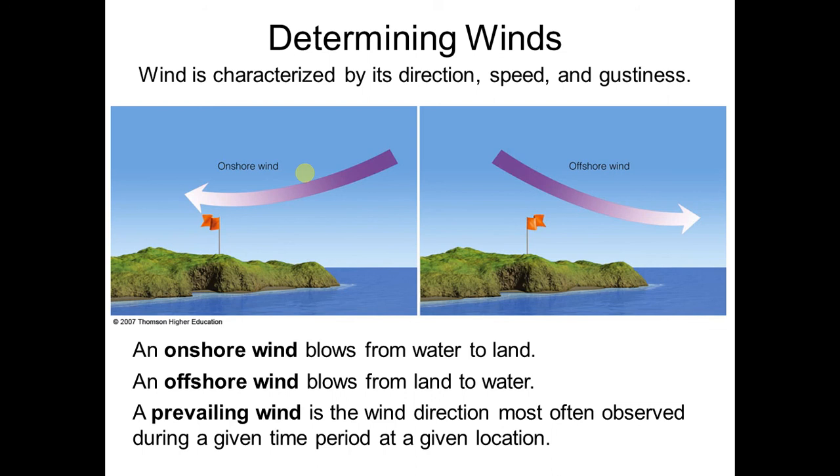Remember that wind direction is described by the direction from which the wind is coming, not going to. An onshore wind blows from water to land. Okay? It's also known as a sea breeze when you're dealing with the water being ocean. If you're near the Great Lakes, you might call an onshore wind a lake breeze. An offshore wind blows from land to water and is sometimes known as a land breeze. Okay.